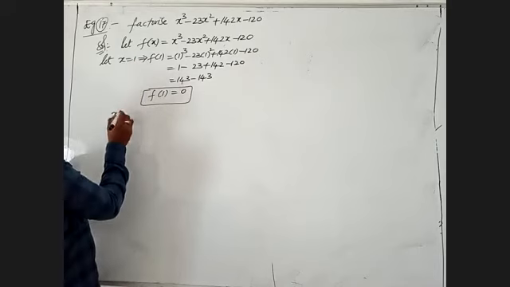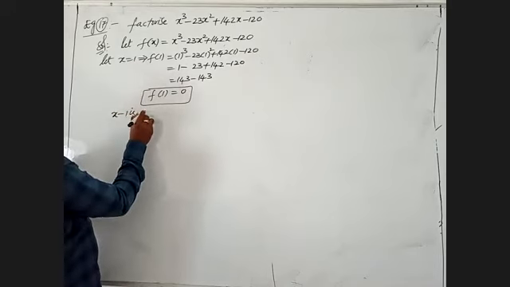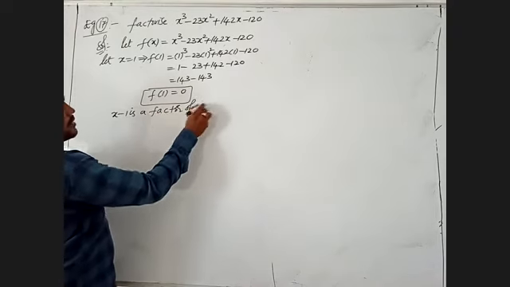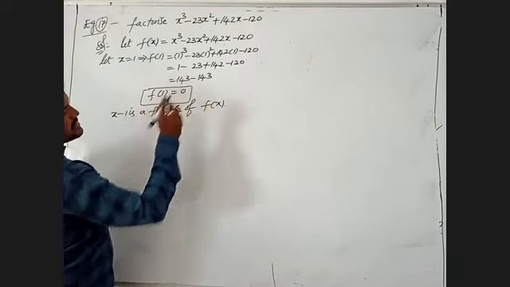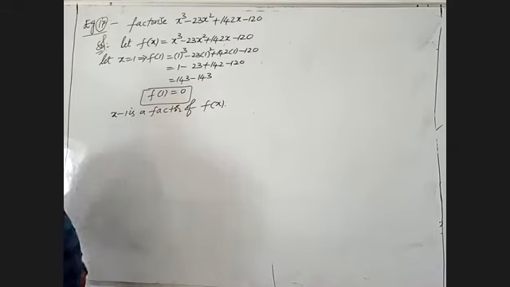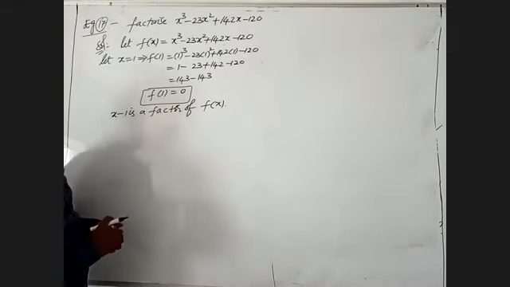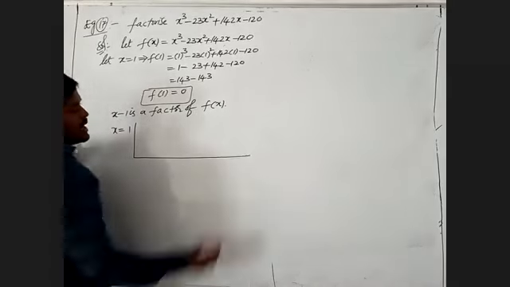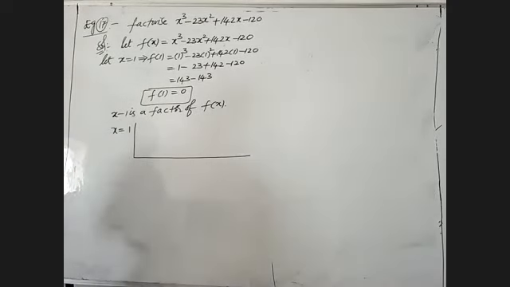This value becomes this side. x minus 1 is a factor of f of x. x minus 1 is a factor of f of x, so by using the division algorithm we will take x as 1. I will write their values.